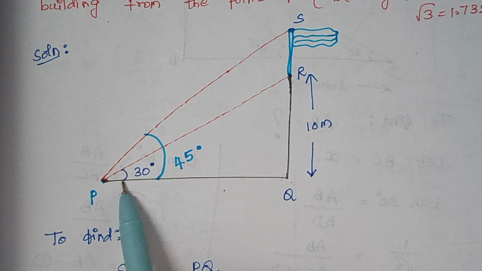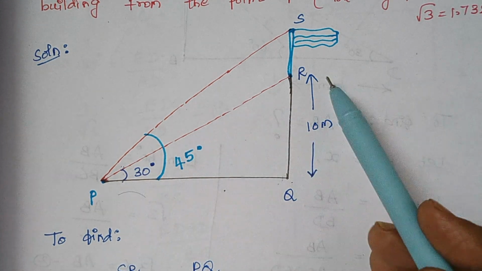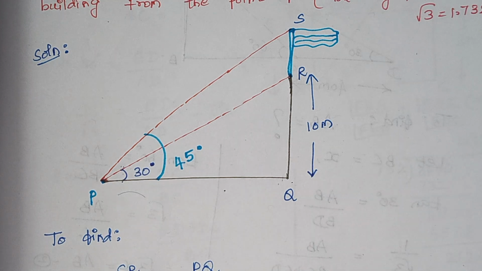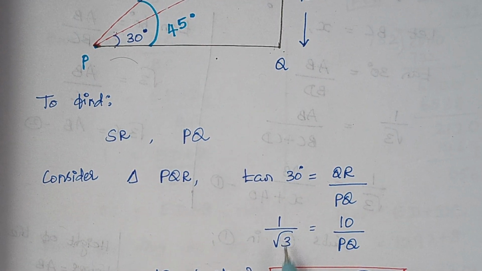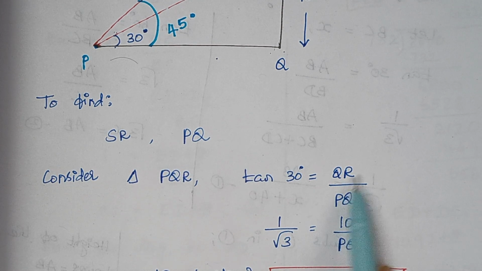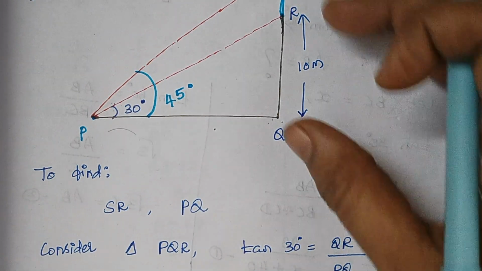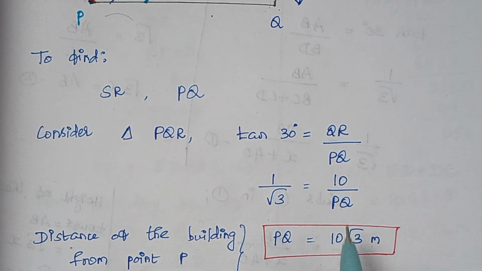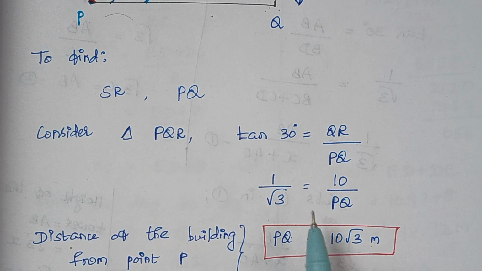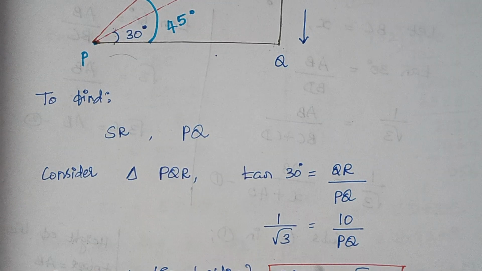Here the angle is 30. So tan 30 is equal to RQ by PQ. What is the value of tan 30? It is 1 by root 3. And what is the value of QR? Here QR is 10, so 10 divided by PQ. Again do a cross multiplication. So 1 into PQ is PQ, which is equal to 10 into root 3, which is 10 root 3 meters. Now we have calculated PQ.